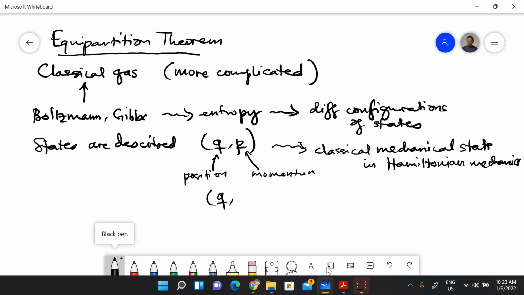Equivalently, one could use this. You have seen this notation before? Q dot. Yes, it's the velocity. This is the time derivative of your position. So this is the classical mechanical state in Lagrangian mechanics.